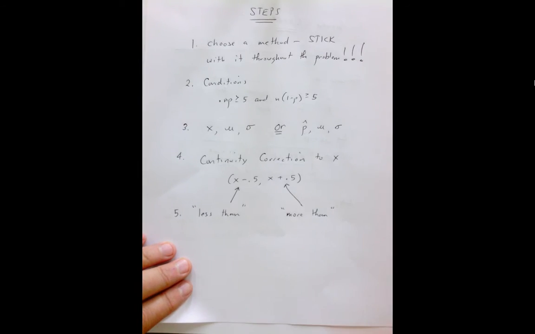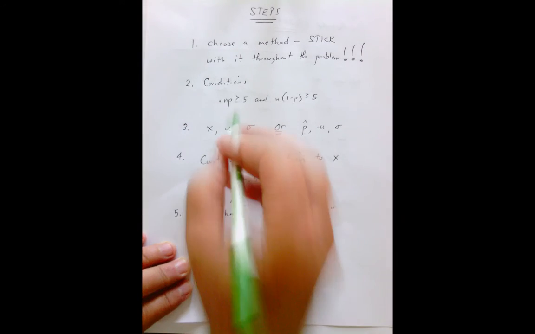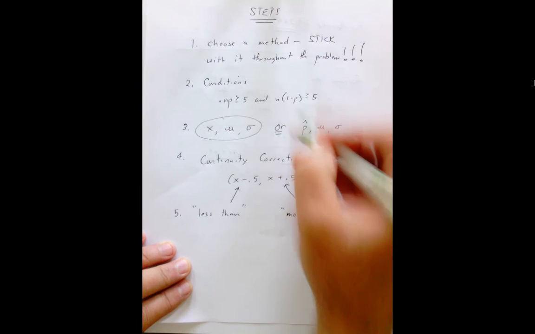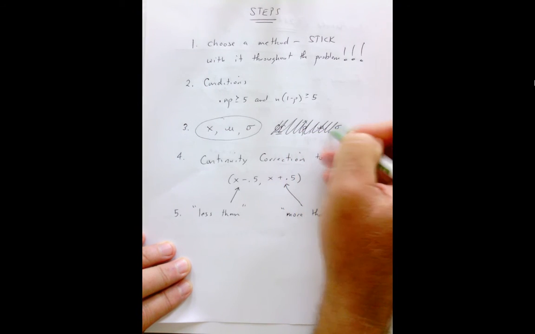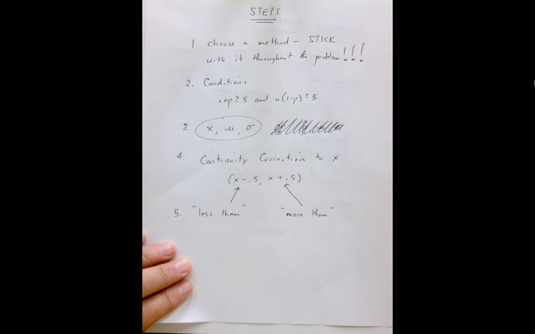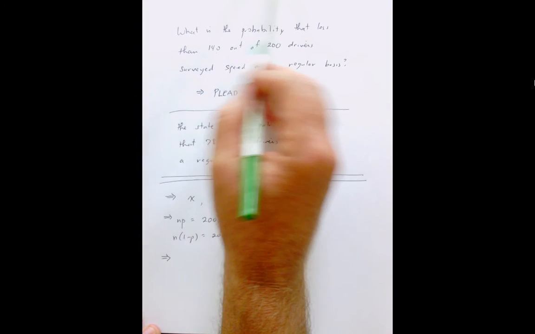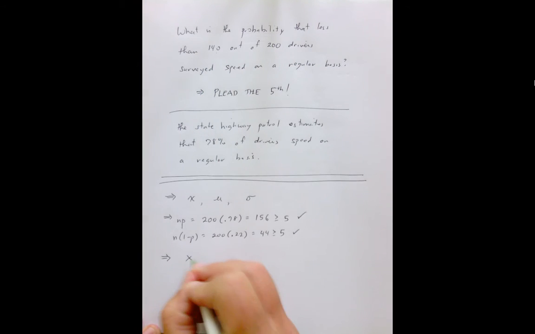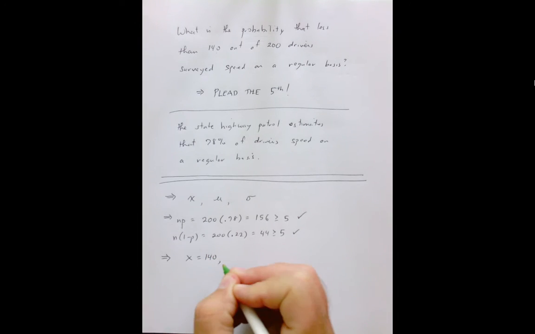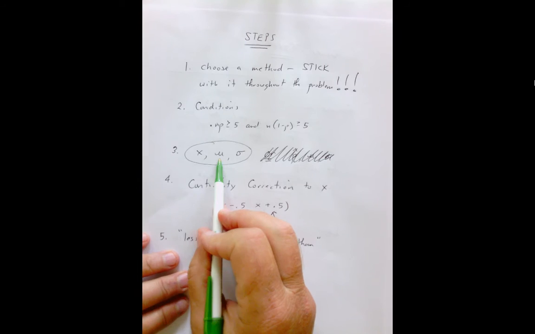What's the third thing we got to do? Find the values. Well, I'm living over here. That's irrelevant to me right now. I need x, which is the count out of the whole. I need my mu.